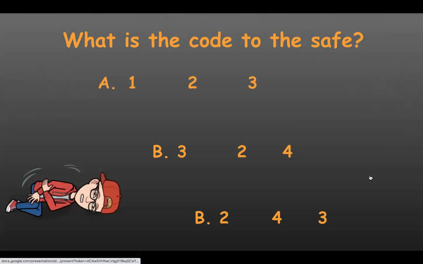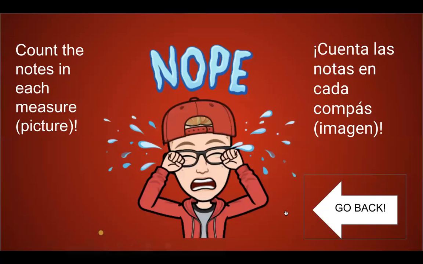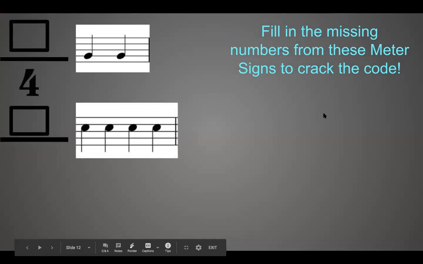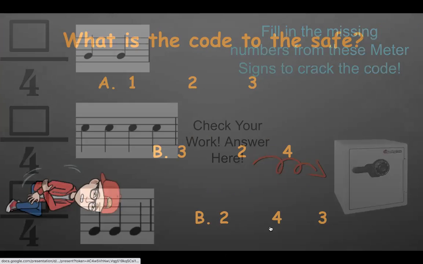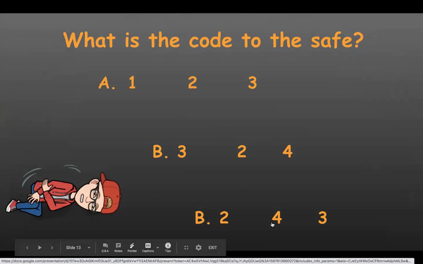Hit the safe. What's the code to the safe? If they hit a wrong answer, then they go nope, and then go back to the question. Hit the safe again. If they hit the right answer, it'll go to a safe.